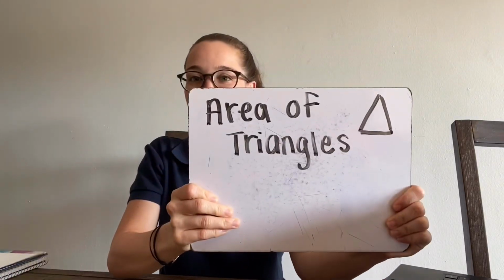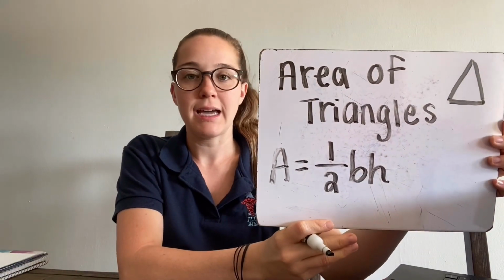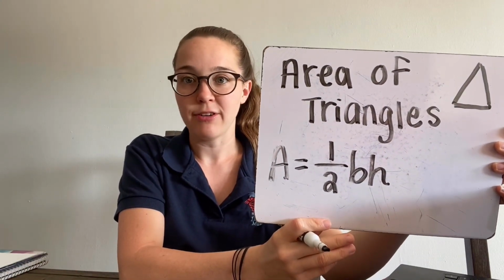Today is all about area of triangles, and you should recall the formula for area of triangles. Some people write it as A equals 1/2 the base times the height. And so that formula, you would multiply the base and the height, and you take 1/2 of that.